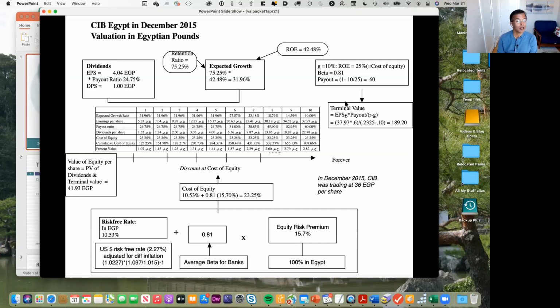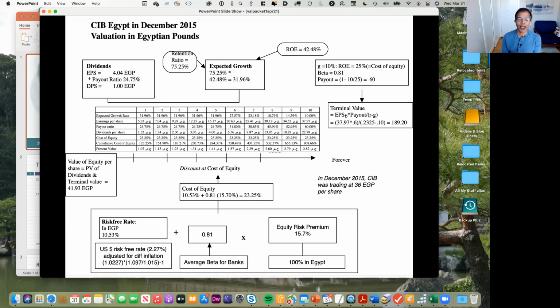Now do you see why I can get away with the 10% growth forever? If your risk-free rate is 10.53%, there's high inflation and I can build it into my growth rate. But the bottom line is, with that risk-free rate and this huge risk premium, because I get 100% of the business in Egypt, my cost of equity is 23%. Discount the dividends back at the cost of equity. The value per share that I get for CIB is $42 per share.